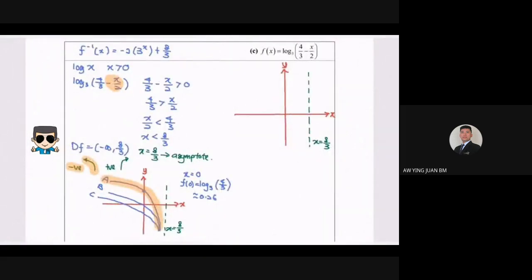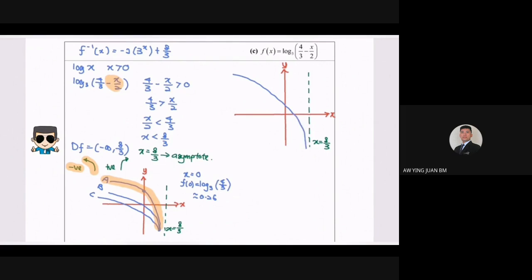So now we are going to sketch the graph. Based on the information, we have log base 3 bracket 4 over 3 minus x over 2. Based on the coefficient, the graph is towards the left because the coefficient is negative. Then we have the domain, and we have identified already that x equals 8 over 3 is the asymptote. Then followed by the situation, we have A. So basically our graph will be something like this.